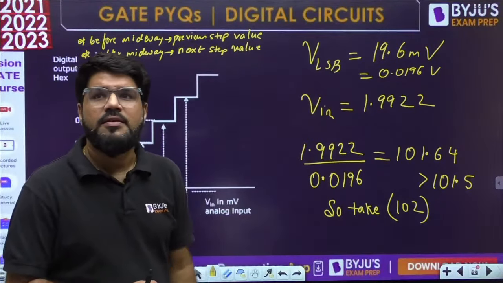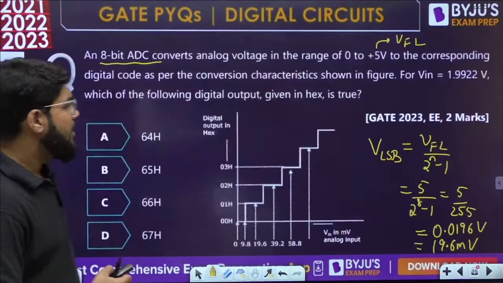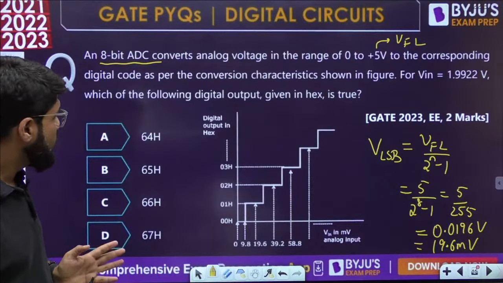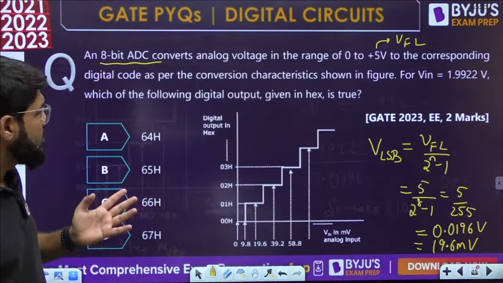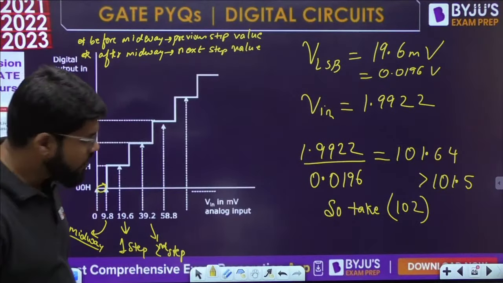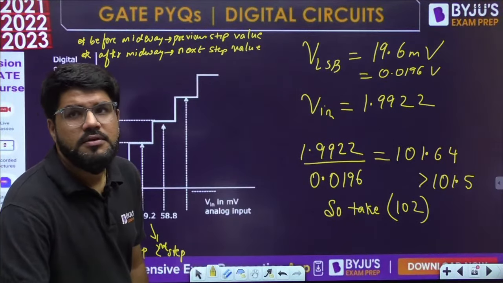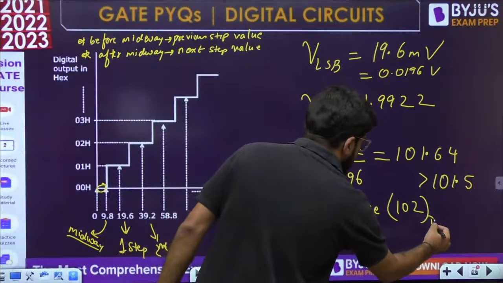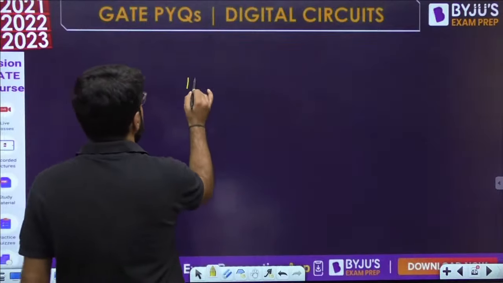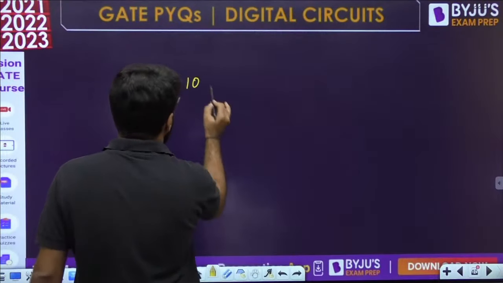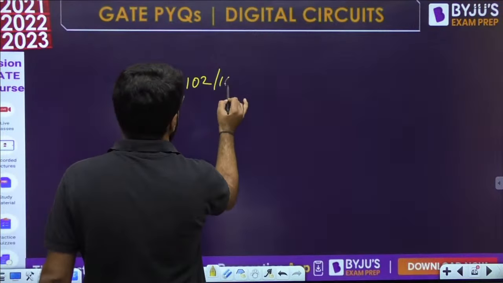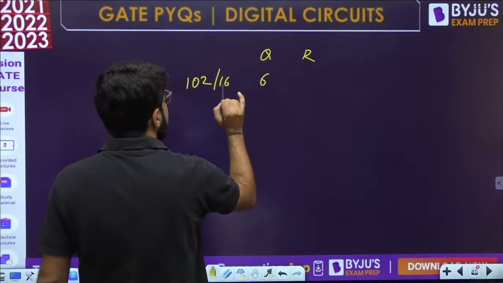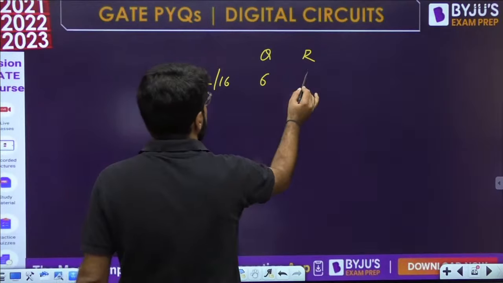Now, what is its binary conversion? Quickly do it. I have taken 102, correct? So now what should be the answer? When you divide 102 by 16 and write down the quotient and remainder, 102 divided by 16 is 6, and 16 times 6 is 96, so the remainder is 6.